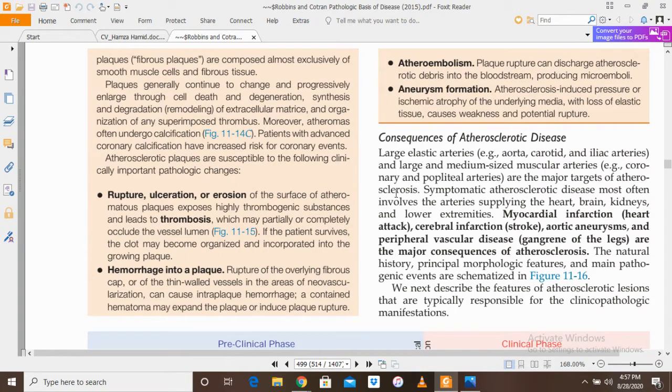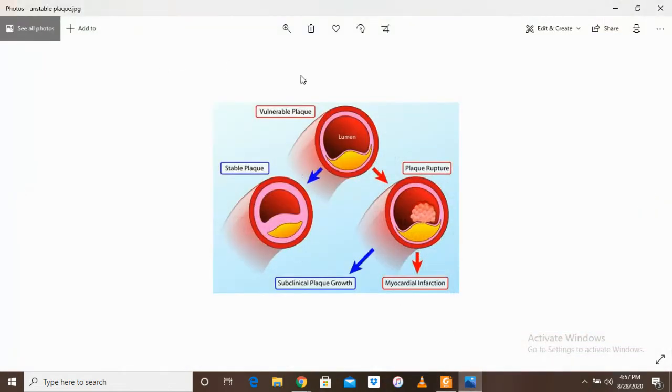Before ending this lecture, I just want to show some important diagrams, so you can review your topic with these diagrams. Basically this is showing a vessel lumen with an atheromatous plaque. There are two types of atheromatous plaque. One is the stable plaque, and one is the vulnerable plaque or unstable plaque.